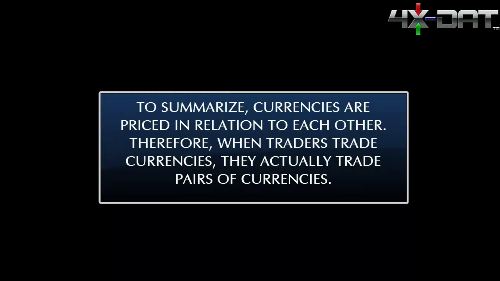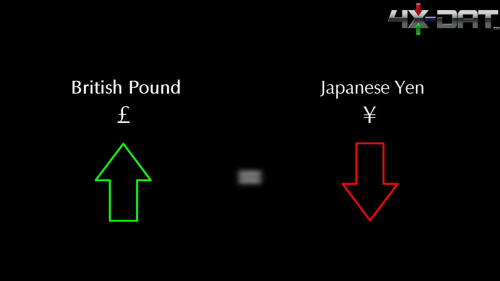So you see, the way a currency is priced is in relation to another currency. Therefore, when traders trade currencies, they're trading a currency pair, or more simply, they are betting that one currency will increase or decrease in value in comparison with another currency. So, for instance, let's say we were considering trading the British pound against the Japanese yen. If the pound were to increase in price, then the yen would be decreasing in price by exactly the same amount, and vice versa.